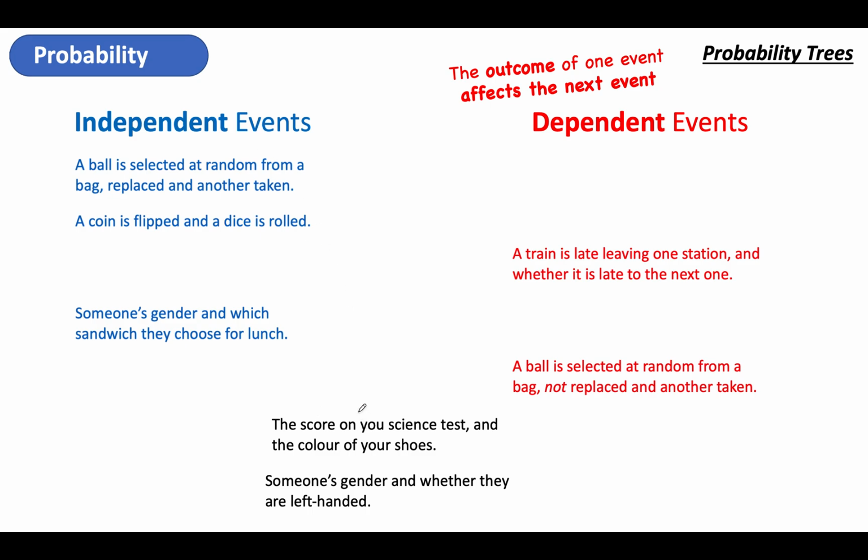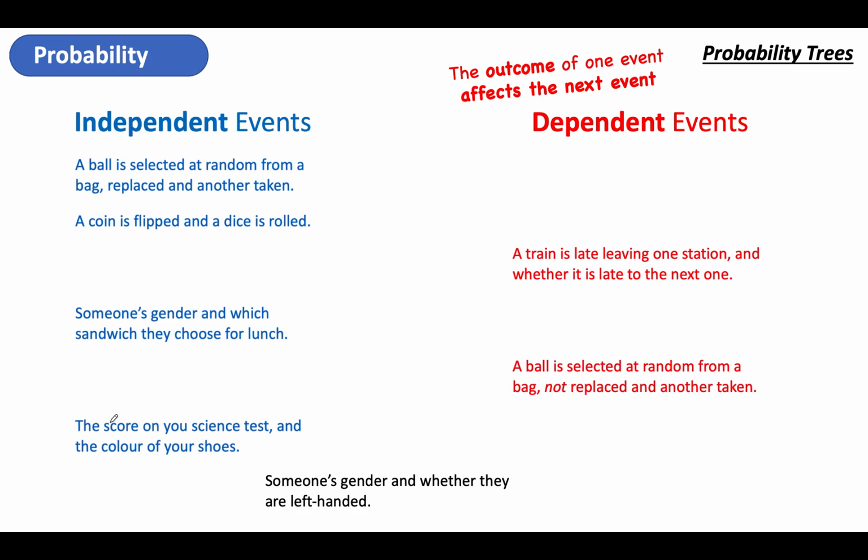Dependence. The score on your science test and the colour of your shoe as well. Again, I'm sure someone could do some ridiculous study into that, but I think it's safe to say that's going to be independent usually. The score in your science test has nothing to do with the colour of your shoes. Last one, let's put a little R in there just so it's your.